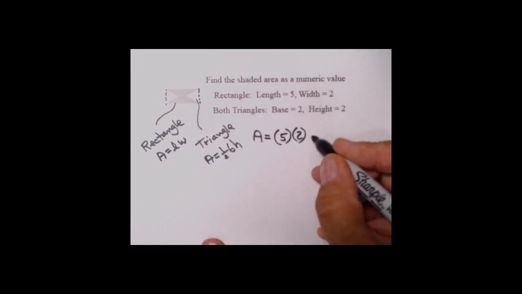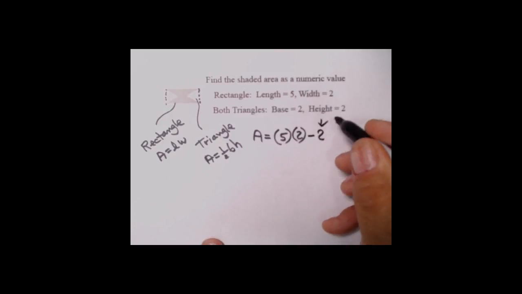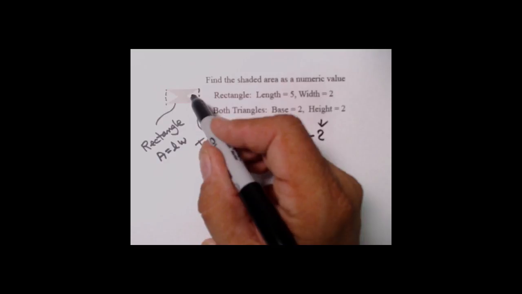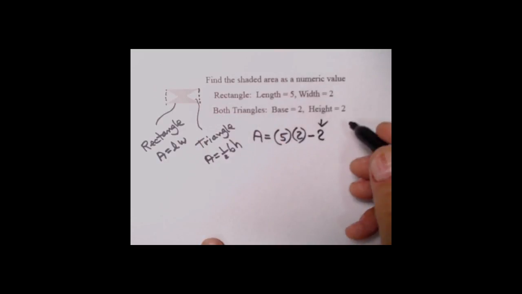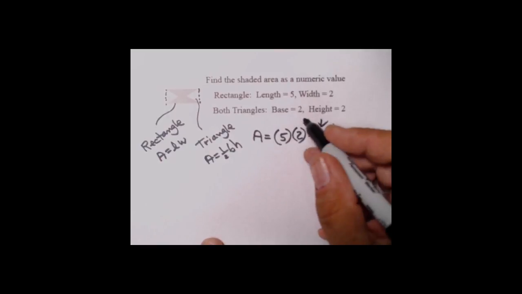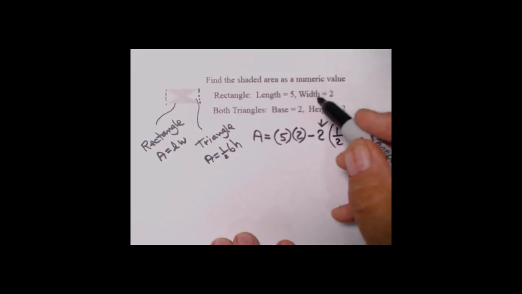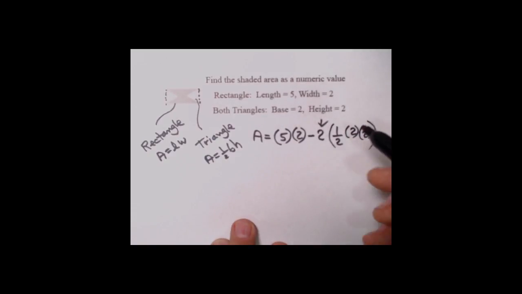Now we're going to subtract from that 2. So here's the 2 right here. You know, one triangle here, one triangle there. That's a total of 2 of them we cut out. And then times their formula, 1/2 base times the height. And they tell us to use base equals 2 and height equals 2. So there I've substituted in the numbers right to begin with. Well, let's start cleaning this up.